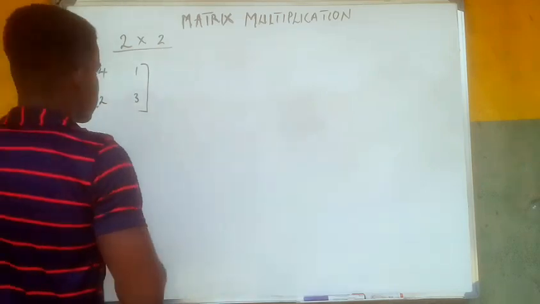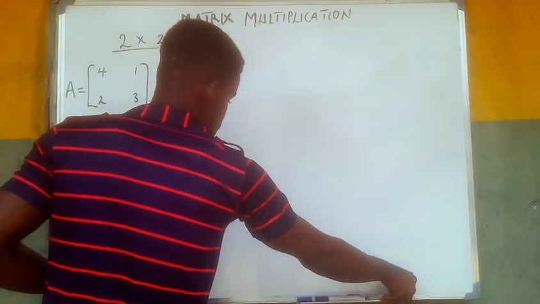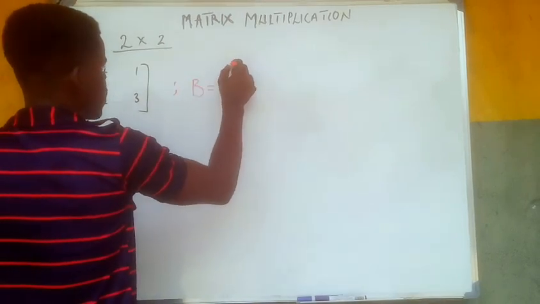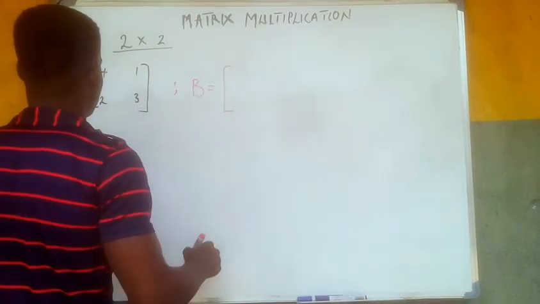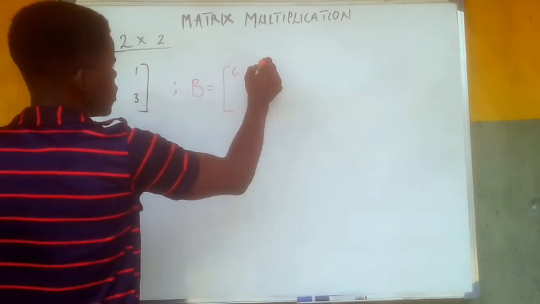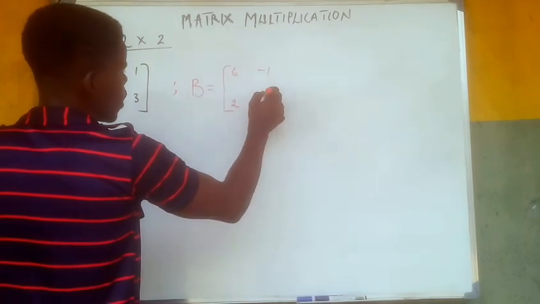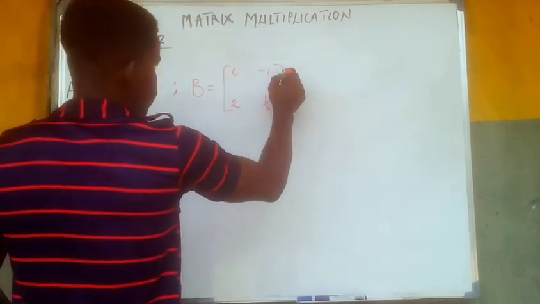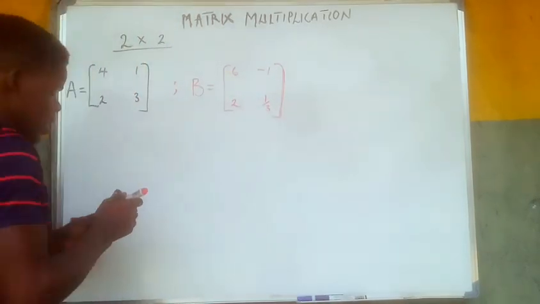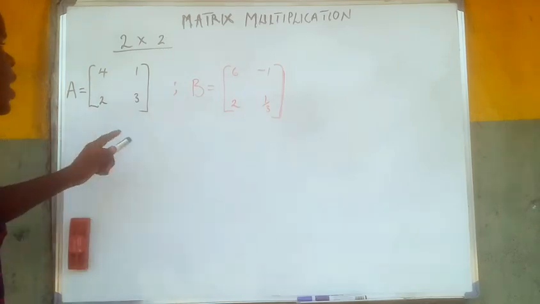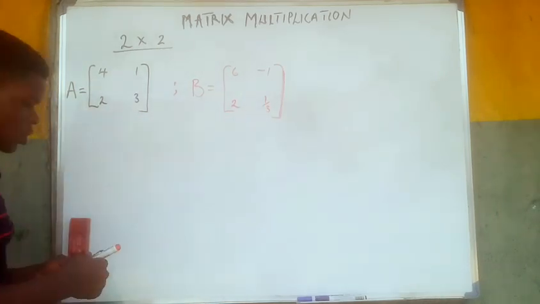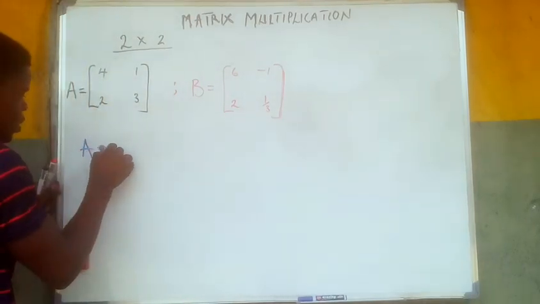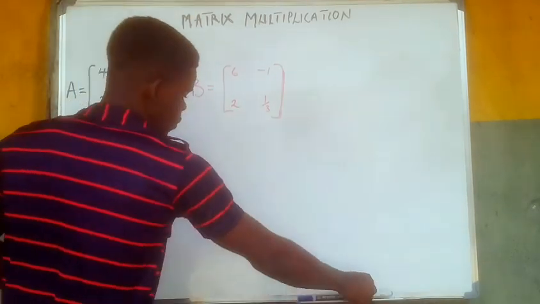And we have another matrix, say B. Another matrix B, and we say matrix B should be defined as, let's say, 6, -1, 2, and 1 by 3. Great. So we have matrix A and matrix B. So let's find the product of those two matrices. A times B will give us what?